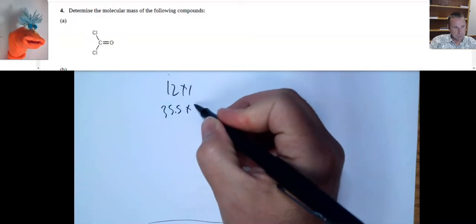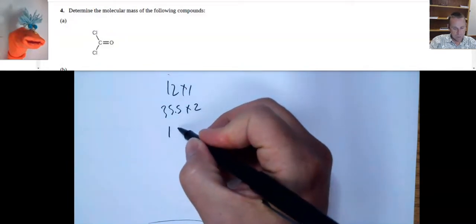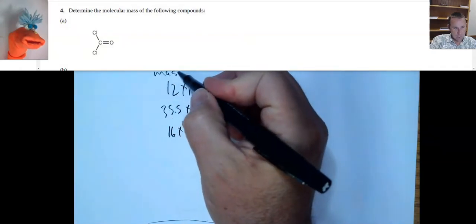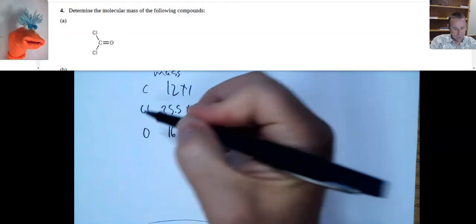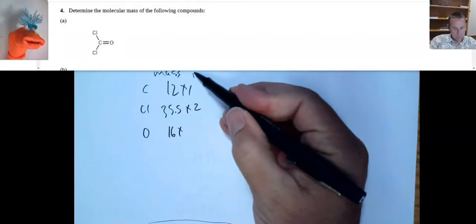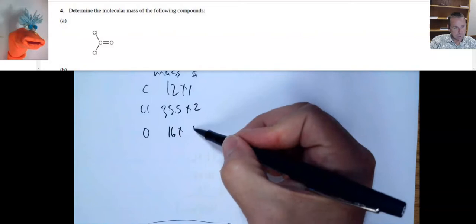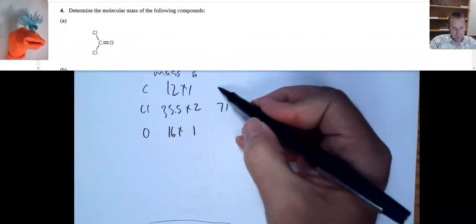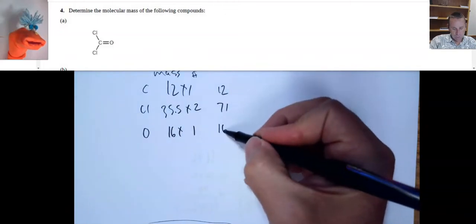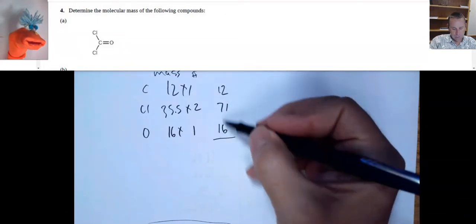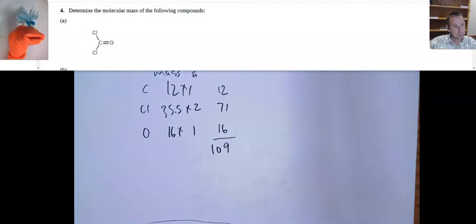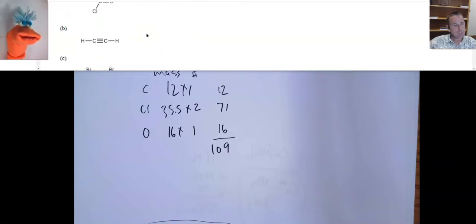35.5 times 2 chlorines and 1 times 12, and 16, this is the mass of carbon, chlorine, and oxygen. And this is the number of them, all right? There's 1, 2, and then 1. Okay, so 71, 12, 16, 109. Follow how we did that? Yeah, that was straightforward.